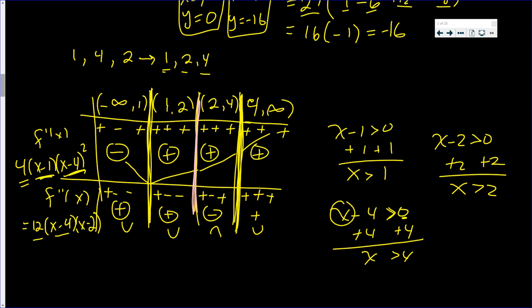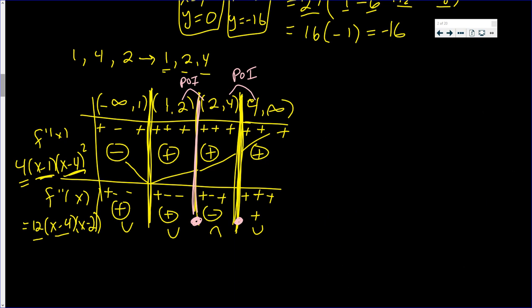The signs for the second derivative changed here and here. That means that at 2, we have our point of inflection. At 4, we have a point of inflection. Wherever the second derivative changes signs, we have a point of inflection. Now, over here, I'm going to put all the points that came up. I guess there's 3 of them. There's a point where x is 1, there's a point where x is 2, and there's another point when x is 4.